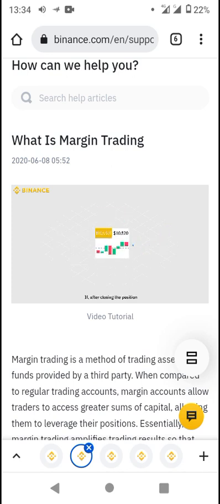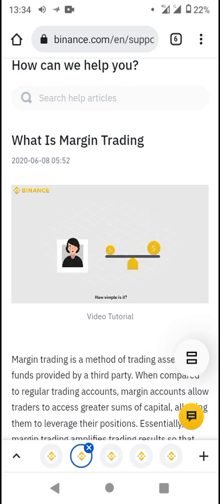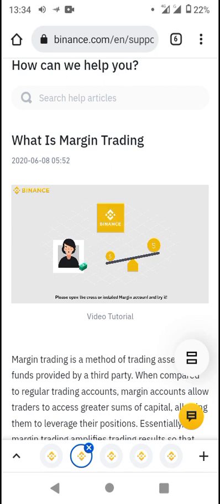If, after closing the position, the profit generated is not enough to repay the borrowed amount, the system will not deduct it automatically from the user's wallet. The user will have to refund the owed amount manually. How simple is it? Please open the cross or isolated margin account and try it.